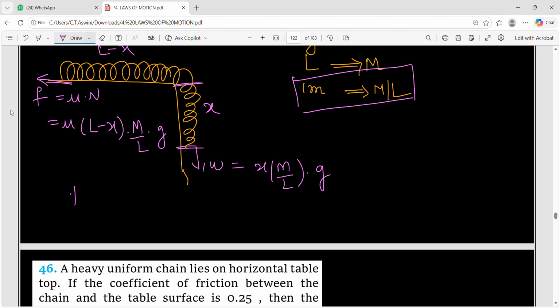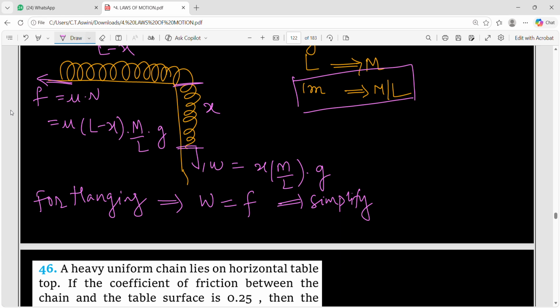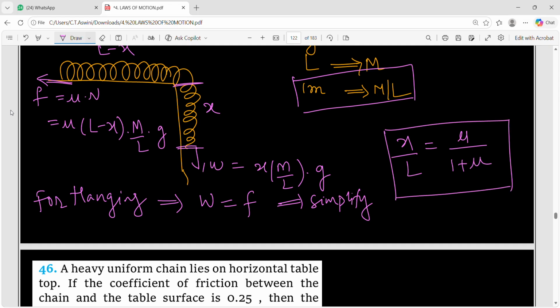Now, what we have to do is, for the chain to hang, that means not to fall, what is the condition? The weight of the hanging part must be balanced by the frictional force on the remaining part. So if you simplify this, we'll get the fraction of the hanging length, which is equal to mu by 1 plus mu.